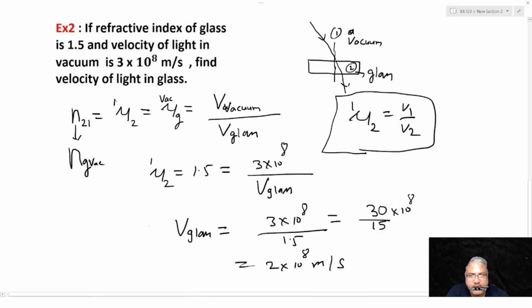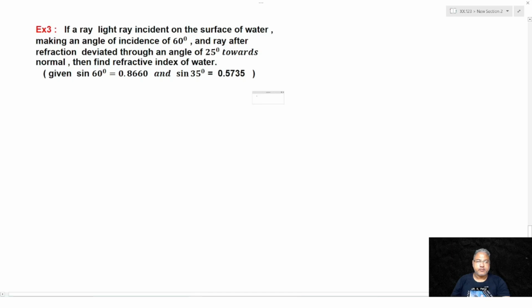Let us move to example number 3. Now, example number 3 here. If a ray of light is incident on the surface of water making an angle of 60 degrees, the ray after refraction is deviated through an angle of 25 degrees towards the normal. This is important: away from the normal or towards the normal. So the ray is deviated towards the normal. Find the refractive index of water. Sin 60 and sin 35 values are given here. Otherwise, if not given, you can calculate using log tables.